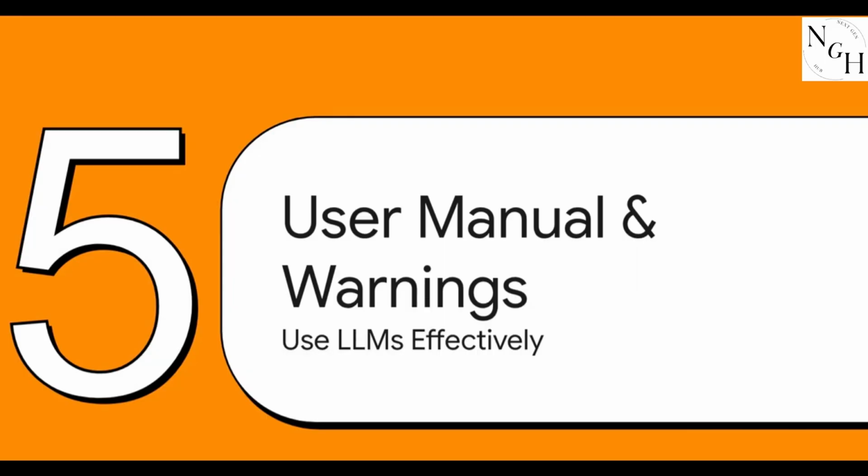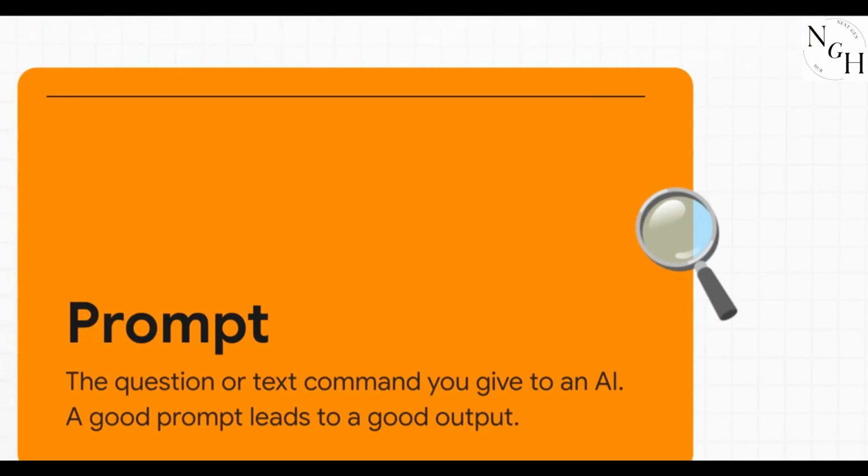But just like with any powerful tool, it comes with a user manual and some important warnings. If you want to get the most out of these things and avoid some really common traps, there are a few things you absolutely have to know. First things first, the prompt. That's just the fancy word for the question or the command you type in. And here's the golden rule. The quality of your prompt determines the quality of the answer you get back. Be clear and specific, you'll get a great result. Be vague, and you'll get a vague and probably useless result.